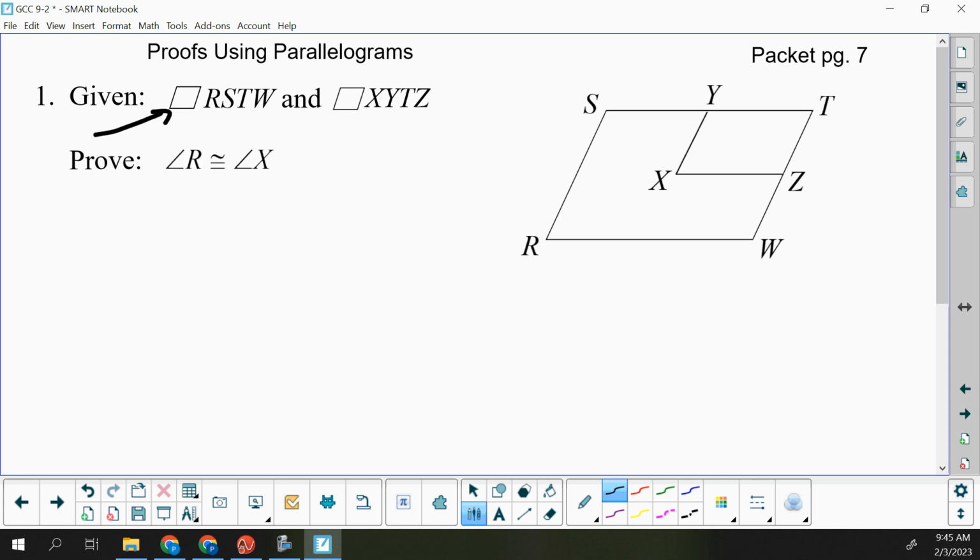Any other figures we see like rhombus, rectangle, trapezoid, we will write it out. Those ones don't come up as much, so we pick the parallelogram as the one to use the symbol for because it'll save us the most writing. So we would read that as parallelogram RSTW and parallelogram XYTZ. And that's what we're going to put in as our only given. So let's go ahead and do our statements, reasons, and givens.